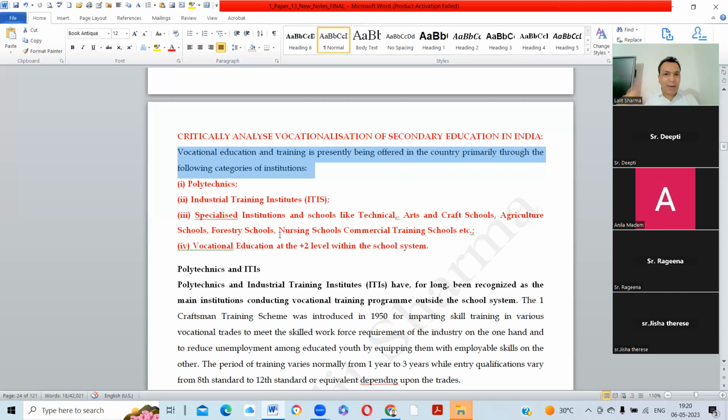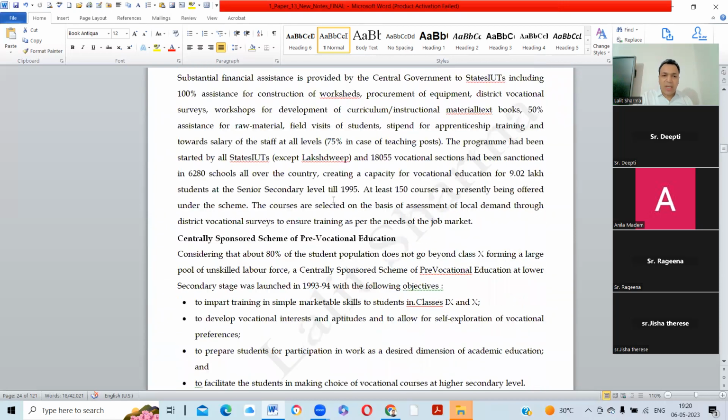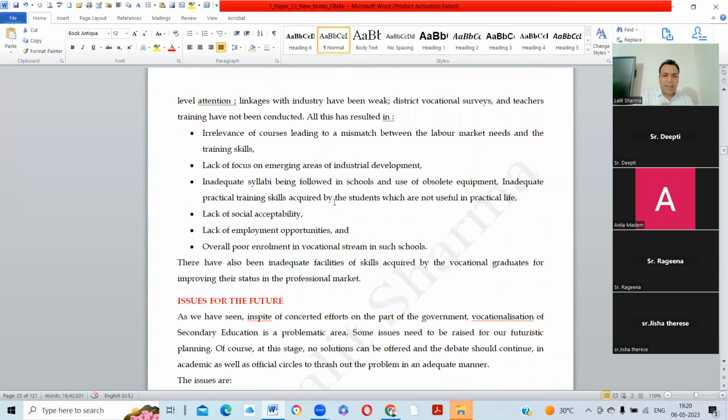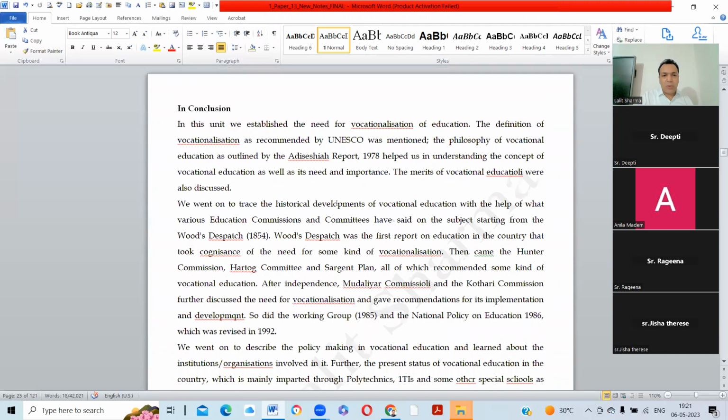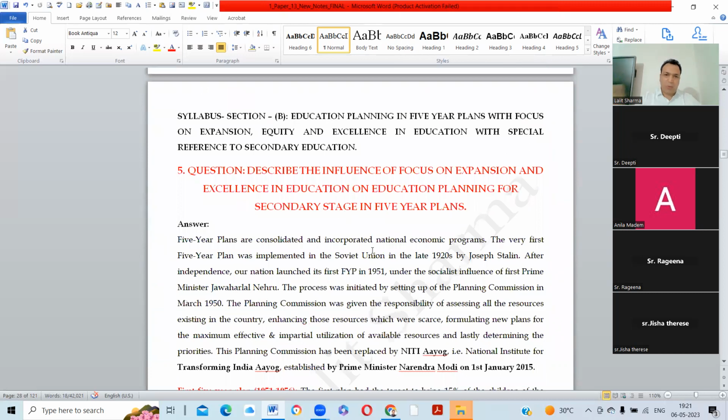That's why, in our new education policy 2020, vocationalization courses have started from the 7th onwards. Right, guys? Coding and other vocationalization courses have started. So we are critically analyzing these vocationalizations of education, right? So you have to mention the centrally sponsored schemes on the vocationalization of education. Okay, what are the problems, what are the issues for the future, and lastly you have to talk about the conclusion. Okay, so 4 questions we are done, according to last year's paper.